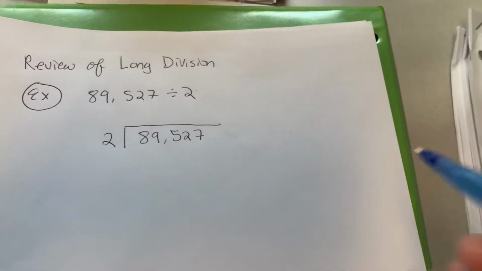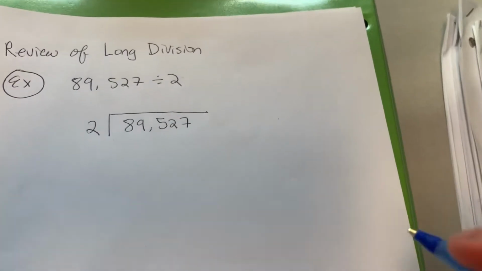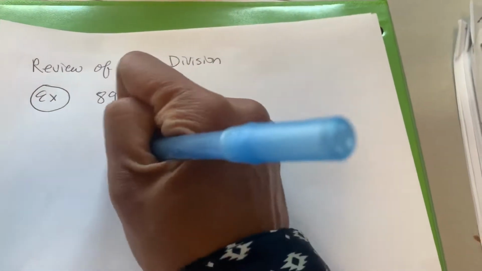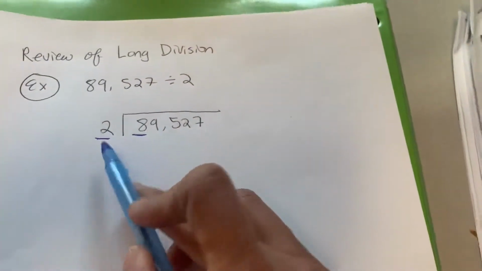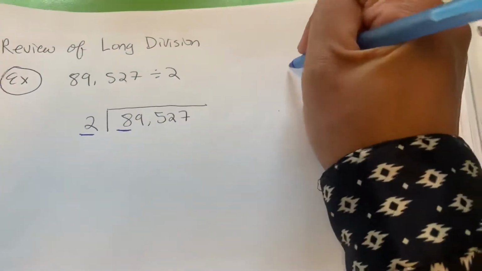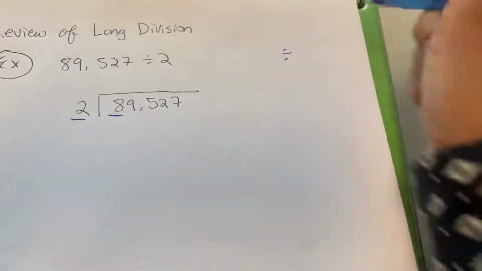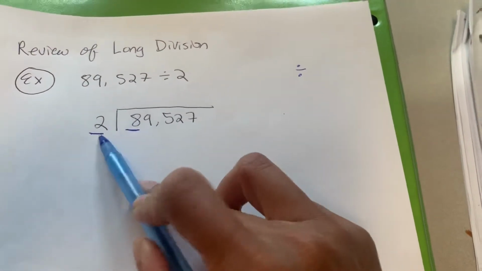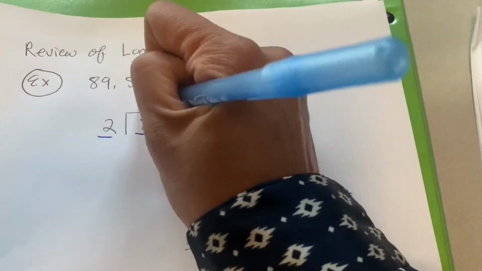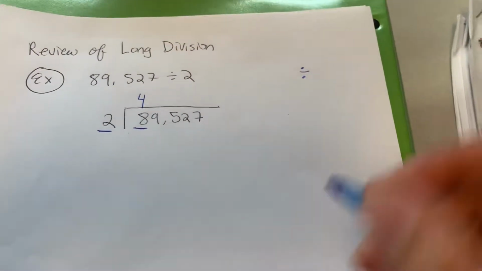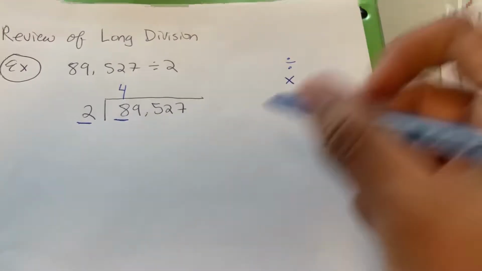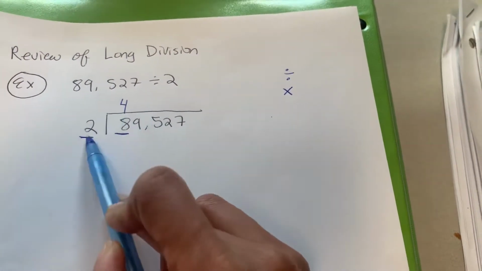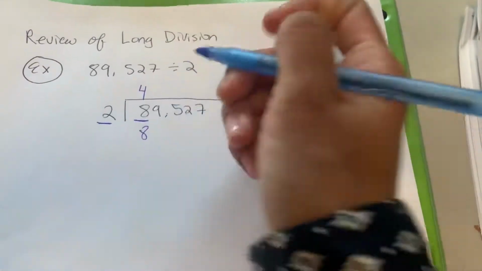What we're going to do is basically repeated steps over and over again. The first thing we do is look at just the first numbers inside and outside the house, and we do division. So 8 divided by 2. Well, what's 8 divided by 2? 4. The next step you do is multiplication. You take the 4 and multiply it with the outside, so 4 times 2 is 8.